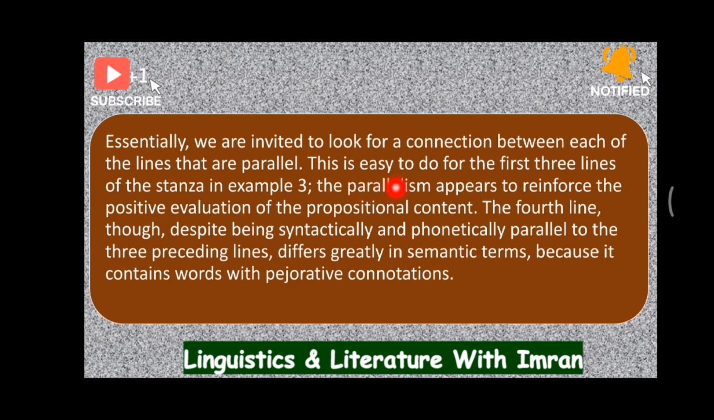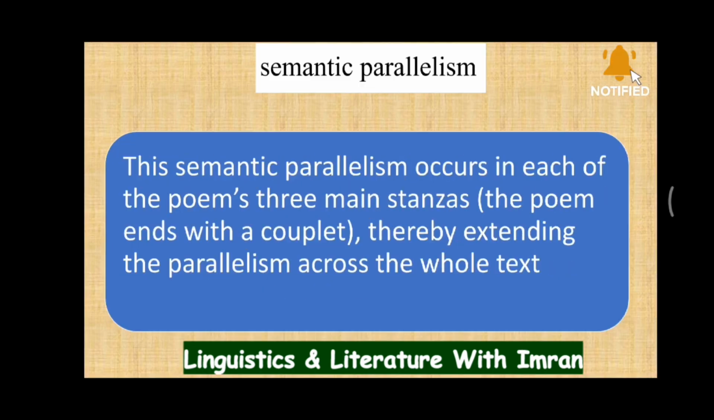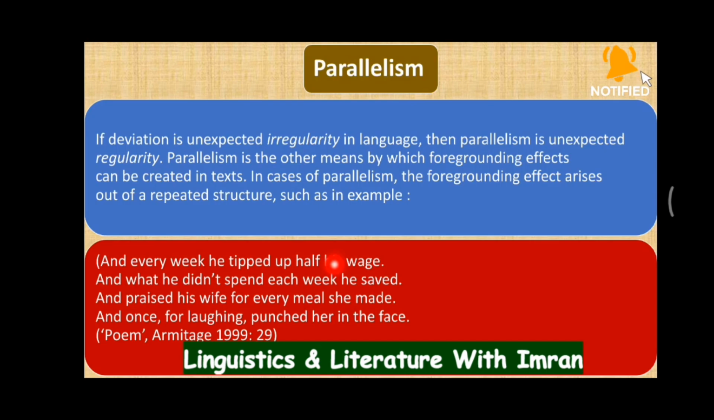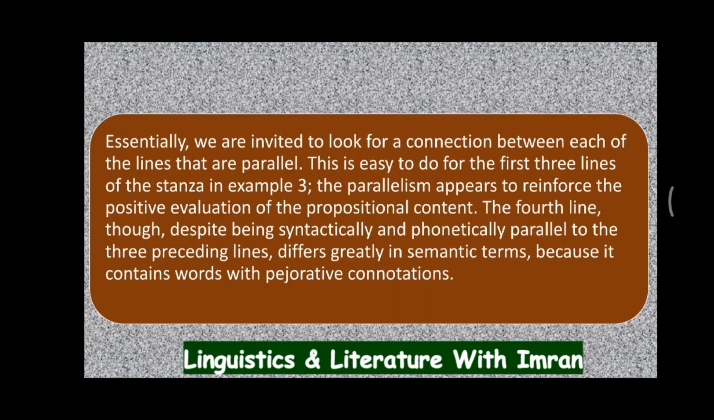So this is easy to do for the first three lines of the stanza in example three. The parallelism appears to reinforce the positive evaluations of the propositional content. The fourth line, though, despite being syntactically and phonologically parallel to the three preceding lines, differs greatly in semantic terms because it contains words with a pejorative connotation. So syntactically, we can see the fourth line is parallel. Phonologically, we can see that the fourth line is parallel. But semantically, the first three lines are parallel while the fourth line is not parallel, that is, deviant, right?